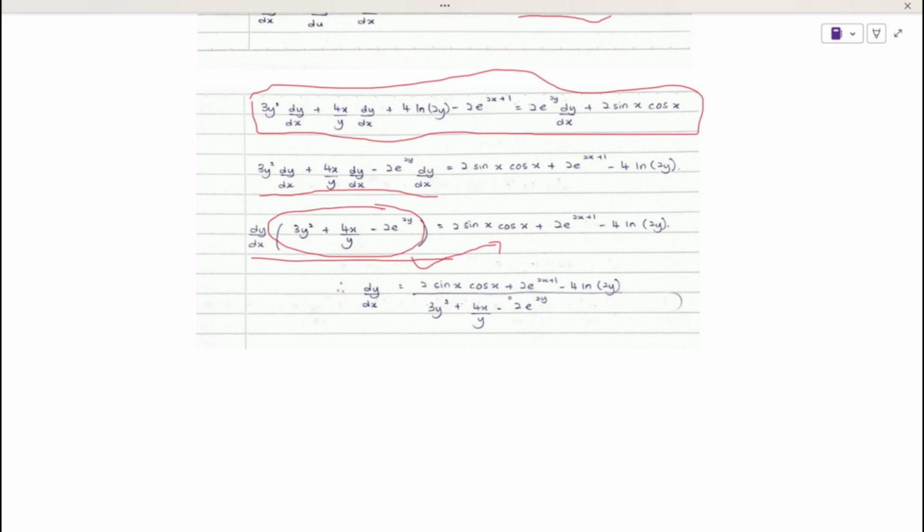x cos x plus 2 exponent power of 2x plus 1 minus 4 ln 2y over 3y power of 2 plus 4x over y minus 2 exponent 2y. So the final answer is here. We get 2 sin x cos x plus 2 exponent power of 2x plus 1 minus 4 ln 2y over 3y power of 2 plus 4x over y minus 2 exponent power of 2y.